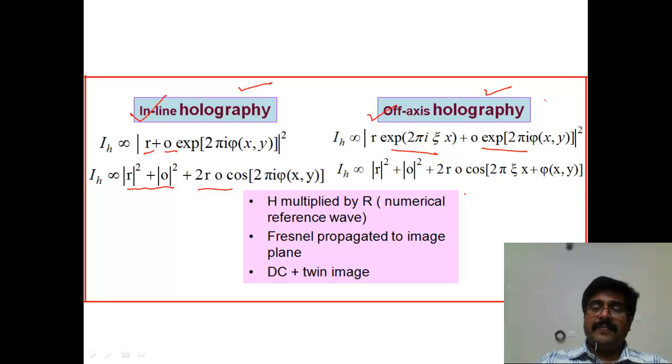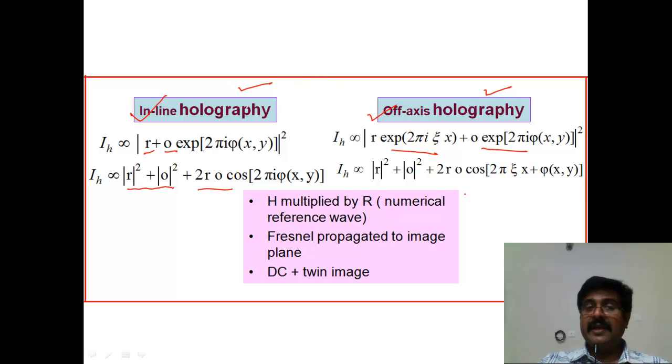But in many applications, the resolution achieved in off-axis holography is good. There are also several algorithms to improve the resolution in inline and off-axis holography. How to remove the DC and twin images? There are methods. Since the information is available, the reconstruction process is done using a computer, so you can develop algorithms to suppress the DC and twin image.